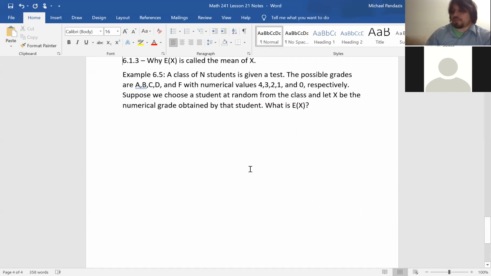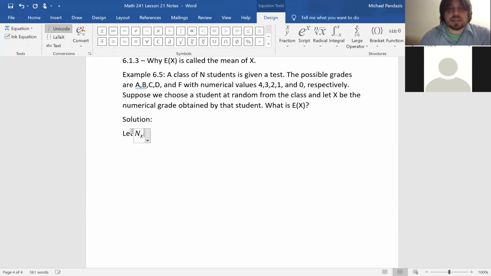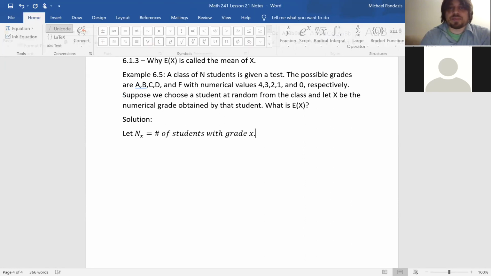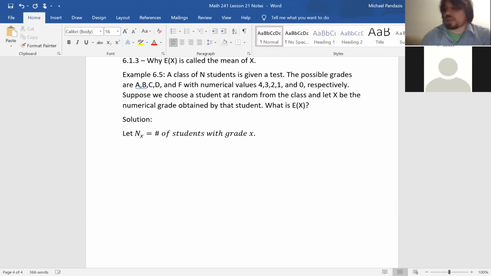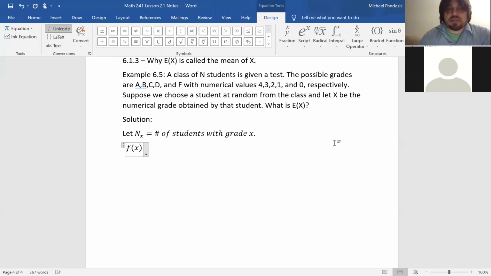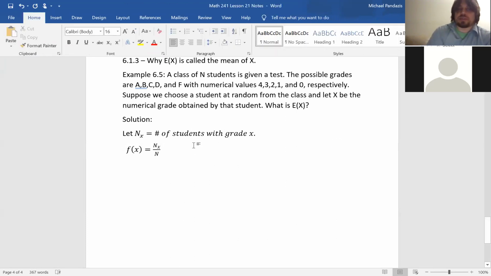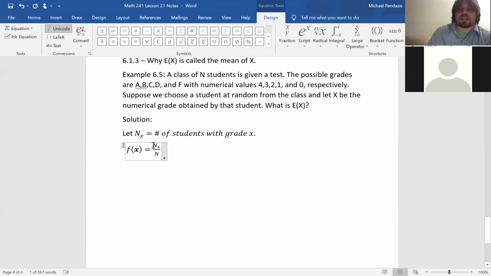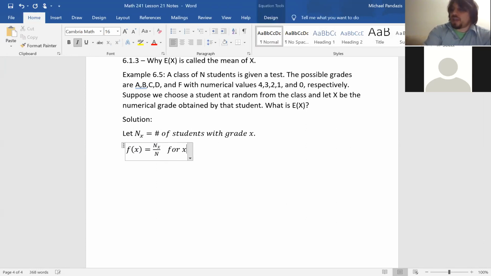Okay. So solution. We're not given the odds of each letter grade or each number grade. So let n sub x equal the number of students with grade x. This is going to be a fast way to refer to the number of students with a grade x. With that notation, f of x is equal to the number of students of a particular grade divided by the total number of students, right? The probability of a grade x is the number of students with a grade x divided by the total number of students. And so it's that for x equals 0, 1, 2, 3, and 4.